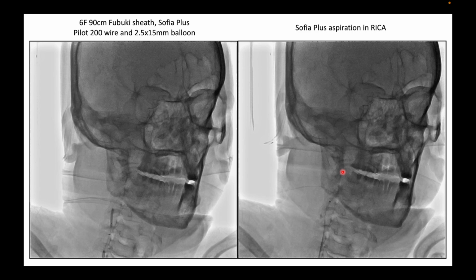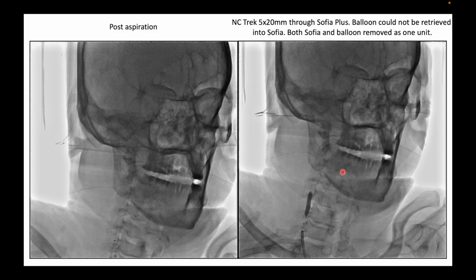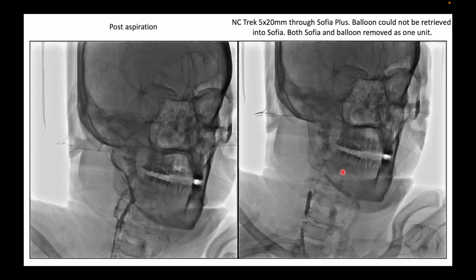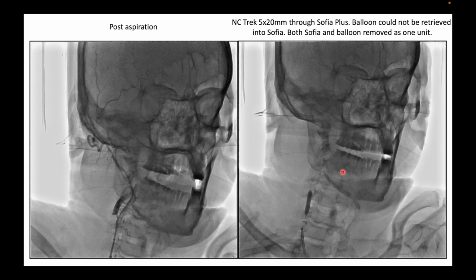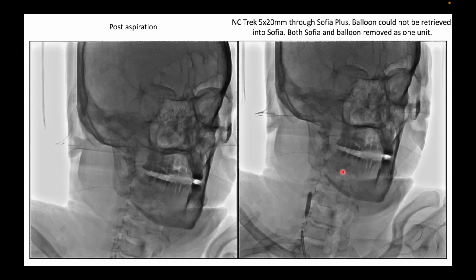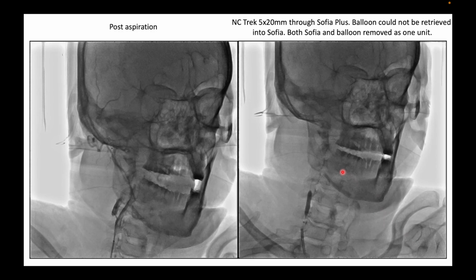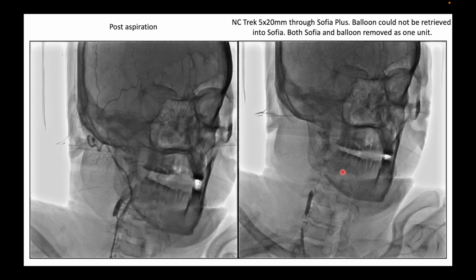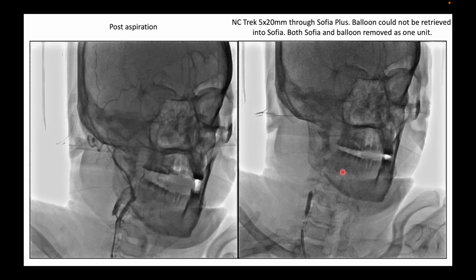But with Sophia Plus, even after aspiration, the view that we got showed that there was significant disease at the ostium of the internal carotid artery and the flow was not good in the internal carotid. So we decided to use a 5 by 20 millimeter NC Trek balloon through Sophia Plus. But once we had done the inflation, we came to know that this balloon could not be retrieved after deflation into the Sophia. So we had to remove both Sophia and the balloon together as one unit.